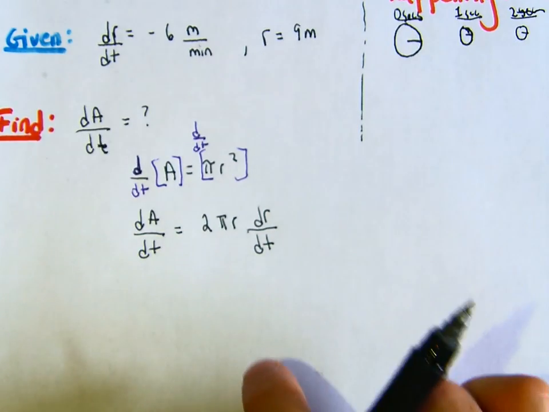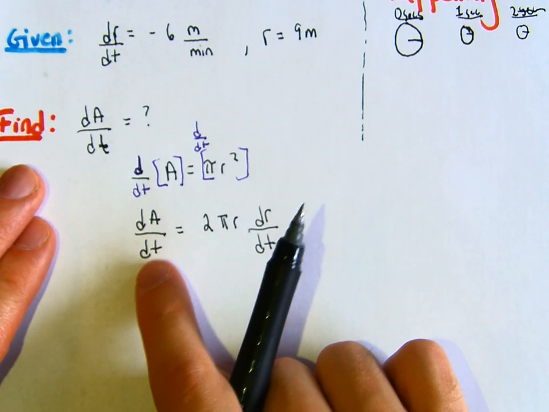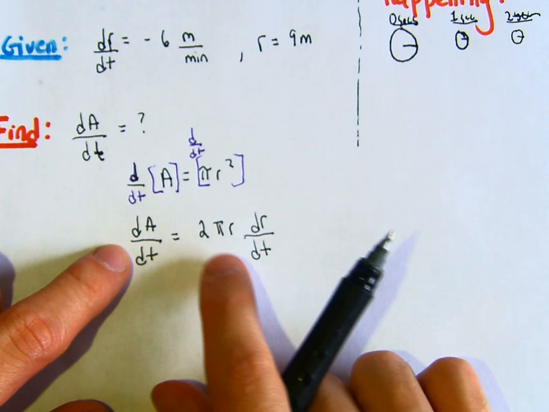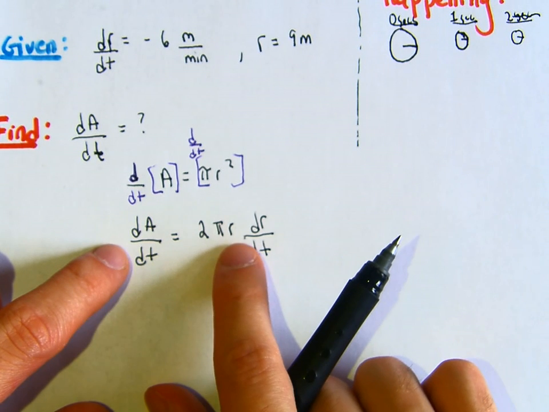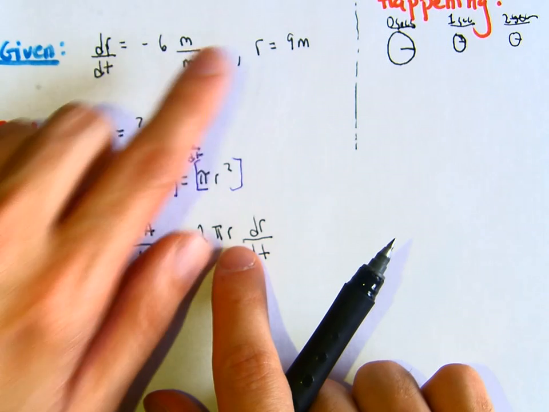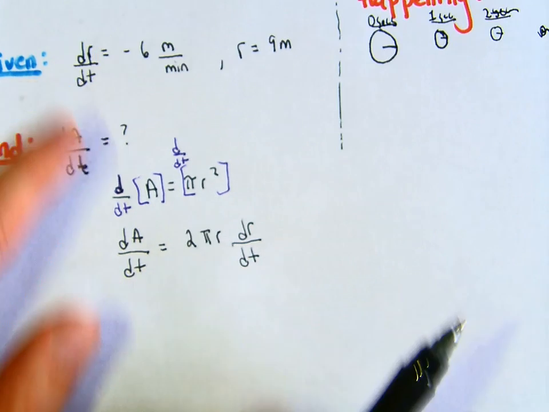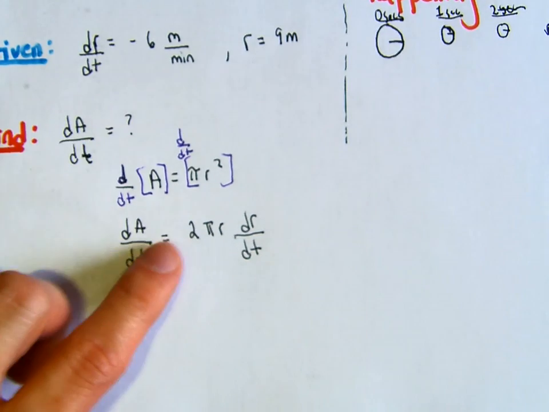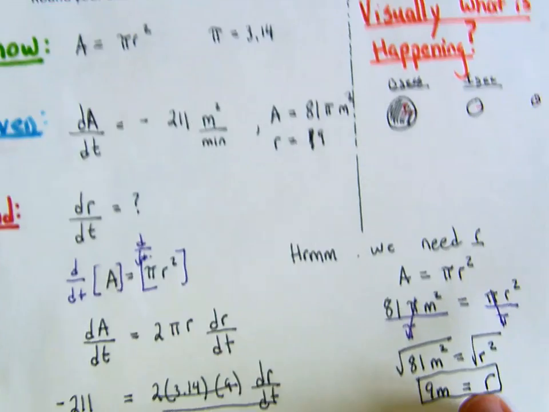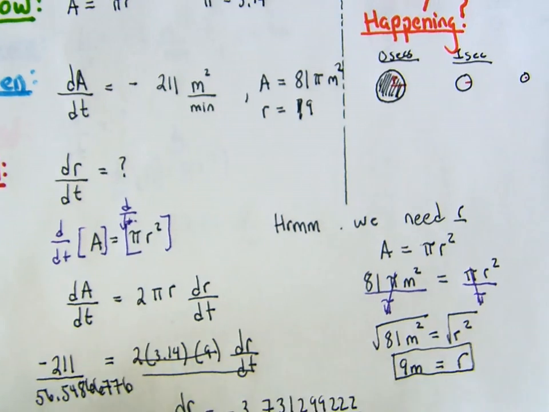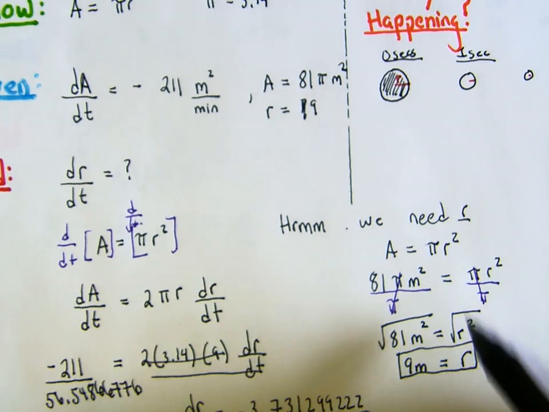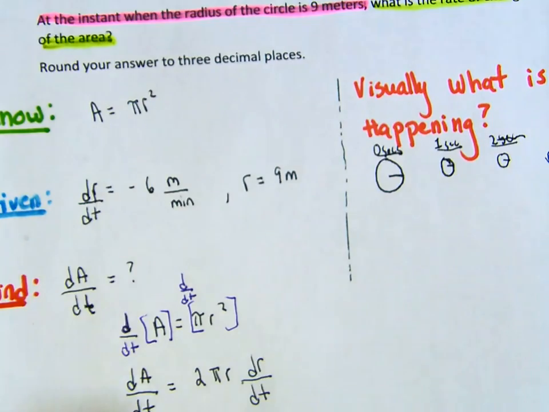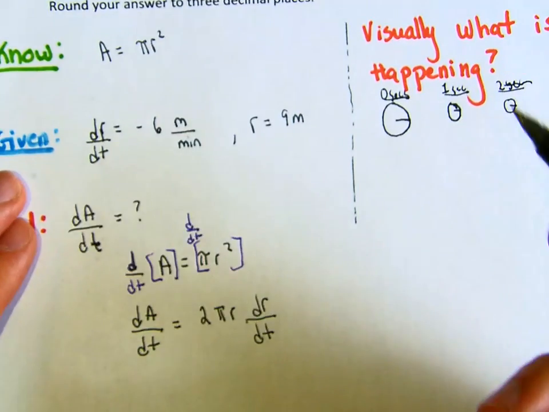So now, how do we continue? Do we know what dA/dt is? No, we don't know what it is. Notice this is what we want to find. Do we know what r is? Yes. Do we know what dr/dt is? Yes. So all we have to do is plug in r and dr/dt. This problem is easier because in the previous problem, we didn't have r. We had to find r using the equation of the area of a circle. Here, we already have all the information we need, so we just plug it in.